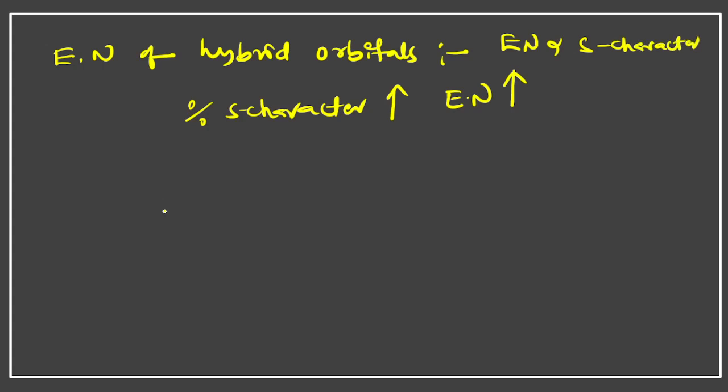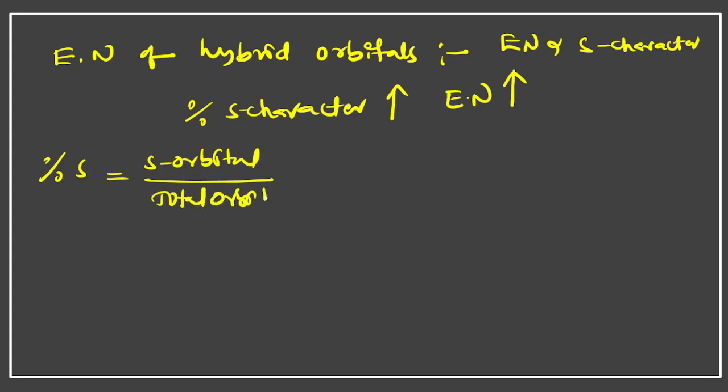See how to calculate the percentage of the s character. Percentage of s character equals s orbital divided by total number of orbitals, into 100. For example, let's find the percentage of s character in sp hybridization. How many s orbitals? 1. Total number of orbitals: 1 s orbital, 1 p orbital, means 2. 1 by 2 into 100 becomes 50 percent. sp has 50 percent s character.